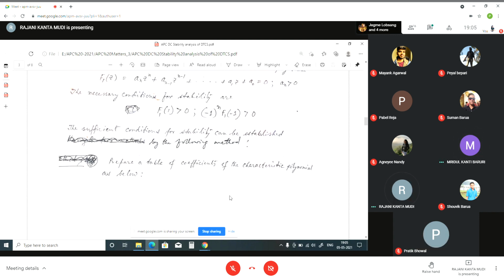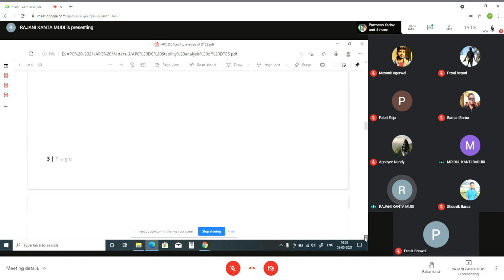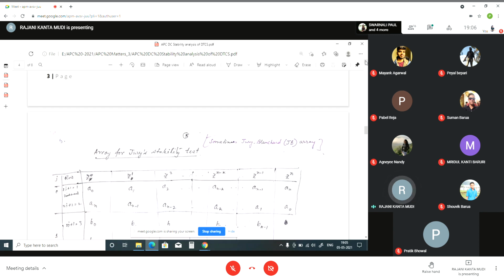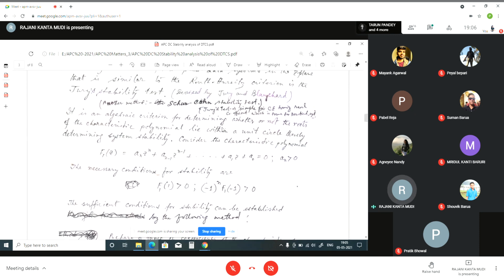Jury's stability test can be applied if you express the characteristic equation in terms of z, then you can easily apply it. Actually, there are two tests, Schur-Cohn and Jury's test.